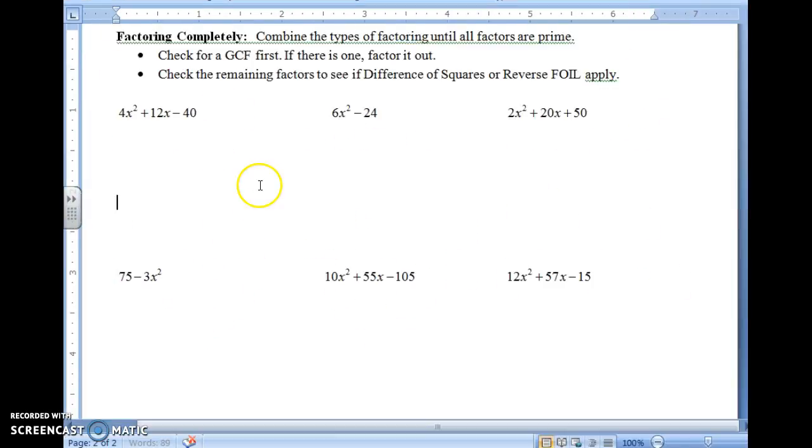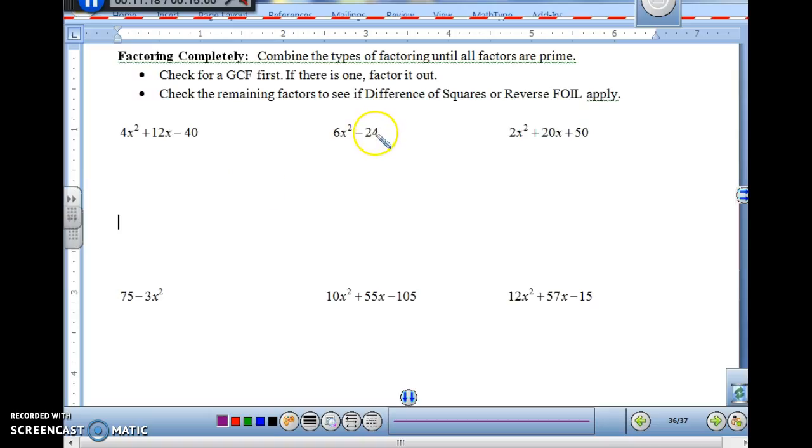It's also important, once we've reviewed the types of factoring, to be able to factor completely, which means basically factor until you can't factor anymore. You want to combine the types of factoring until all factors are prime, until they can't be factored anymore. So the first thing you always want to look for is a GCF. If there is one, factor it out. And then check your remaining factors to see if difference of squares or reverse FOIL apply. So let's take a look at this.